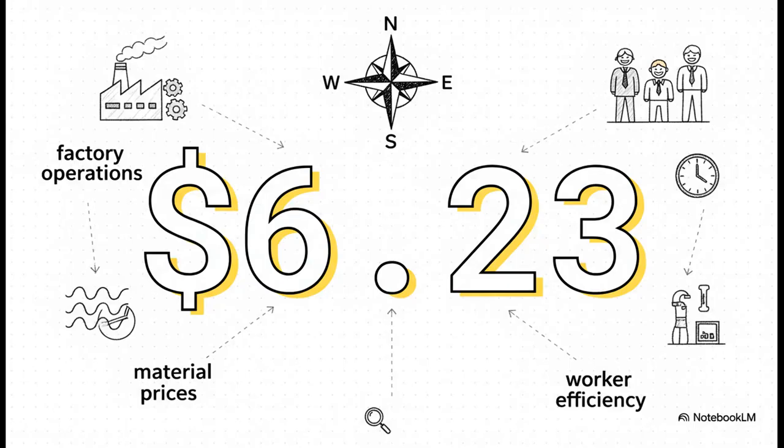Let's make this a little more concrete, shall we? For our investigation today, let's pretend we're a company that makes widgets. Now, after a whole lot of careful analysis, we've figured out that in a perfect world, one of our widgets should cost exactly $6.23 to make. And again, that's not a guess, it's a benchmark we've built based on what we expect to pay for materials, how efficient our workers should be, all that stuff. So remember this number, $6.23. It's going to be our North Star for this whole case.